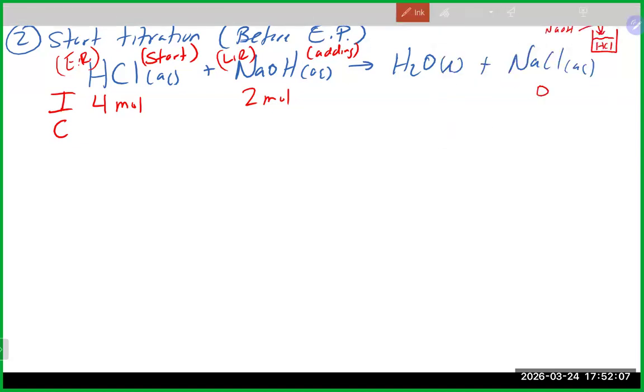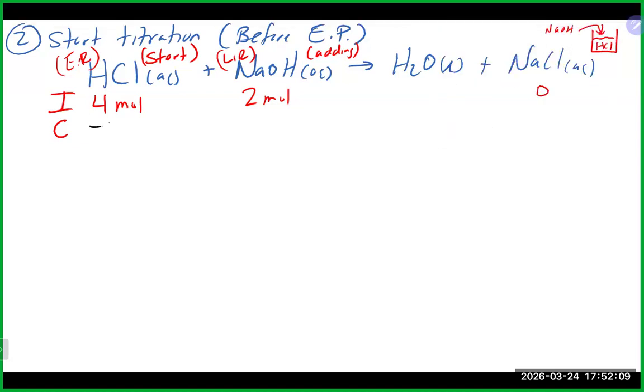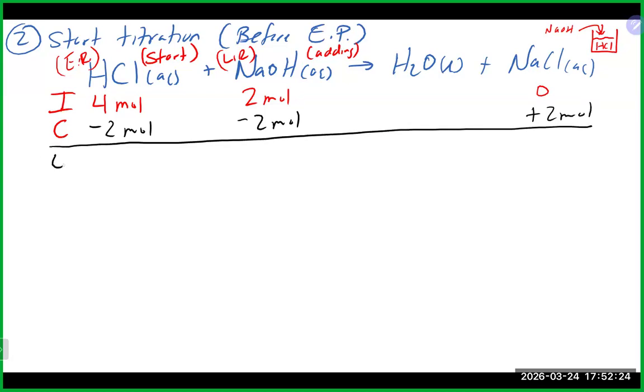So our change will be the moles of sodium hydroxide. Once again, you always want to choose the smaller number because if you choose the larger number, you end up with a negative number, and that's not good. At this point, we're just going to finish our ice table here. We got 2 moles of HCl left. We used up all of our sodium hydroxide, and we end up with 2 moles of our sodium chloride. Any questions on the table here?